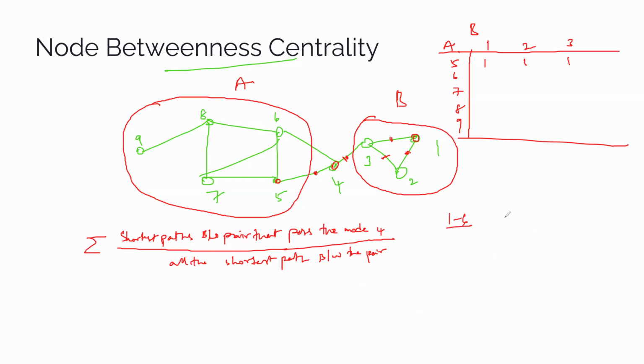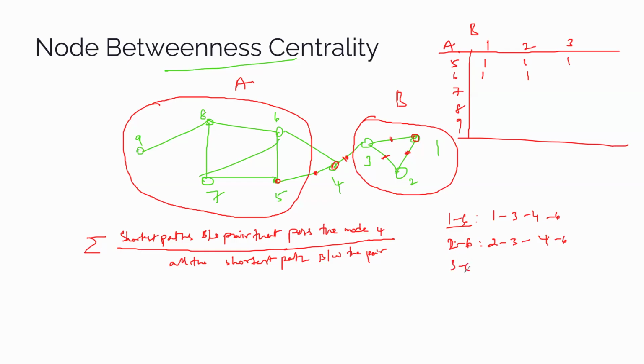1 to 6. What are the shortest paths that we can think of? 1 to 3, 3 to 4, 4 to 6. So 1, 3, 4, 6 is the shortest path. We don't have an alternate. This is again going to increase one additional value, so this is 1. Then we will talk about 2 to 6. From 2 to 6 also I have 3, 4, 6. So this is also going to be 1 because this is passing from 4.